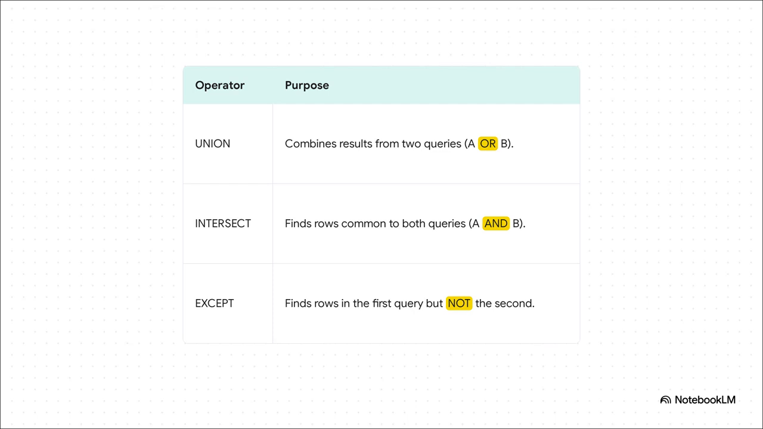Let's break these down because they're super simple. Union is basically your OR. It just smushes the results from query A and query B together into one big list. Intersect is your AND. It only shows you the rows that are in both lists. And then there's except. This is our secret weapon for that first question. It gives you what's in A, but not in B.